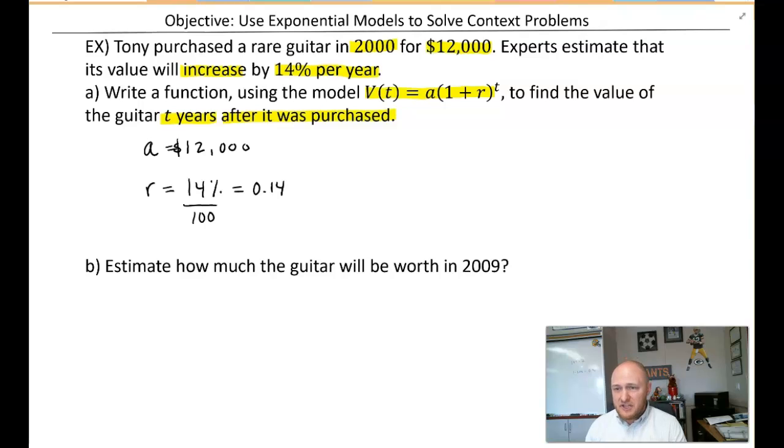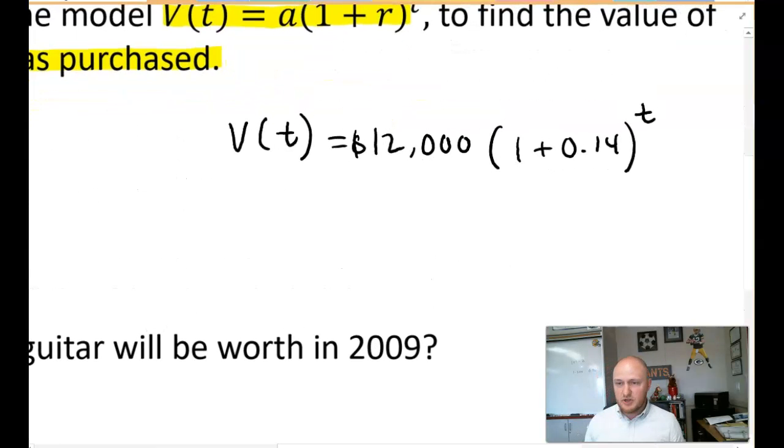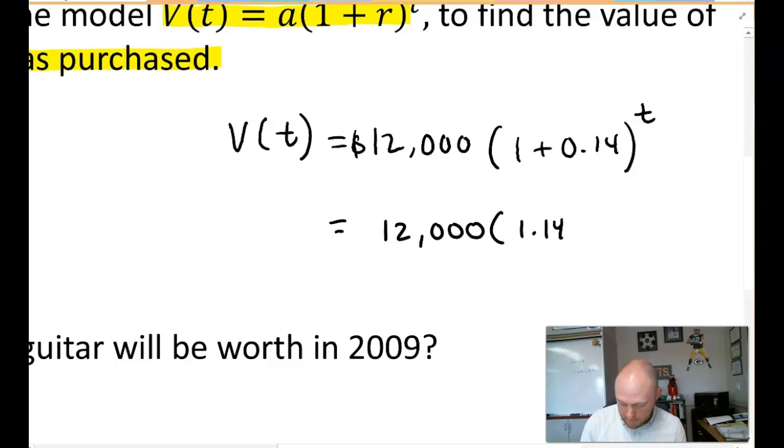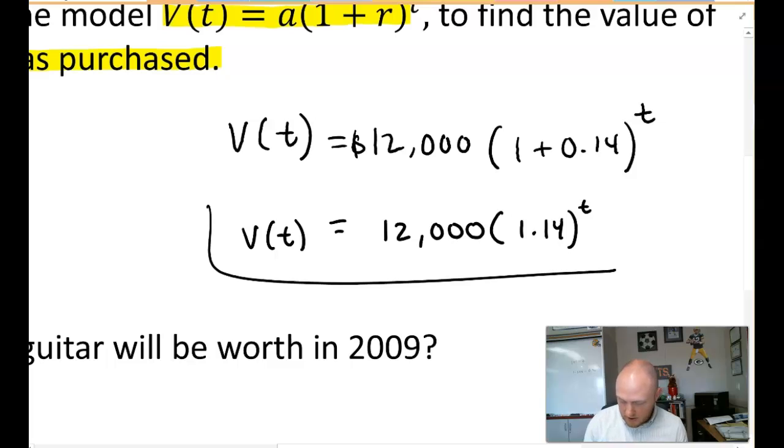Okay, so I have these values. Now I'm going to use this model. V of t, the value of the guitar based upon time, is equal to $12,000 times 1 plus r. So 1 plus 0.14 to the power of t. Yes, we're going to simplify that exponential base. That's really simple. Add it together: 1.14 to the power of t. There is your exponential model.